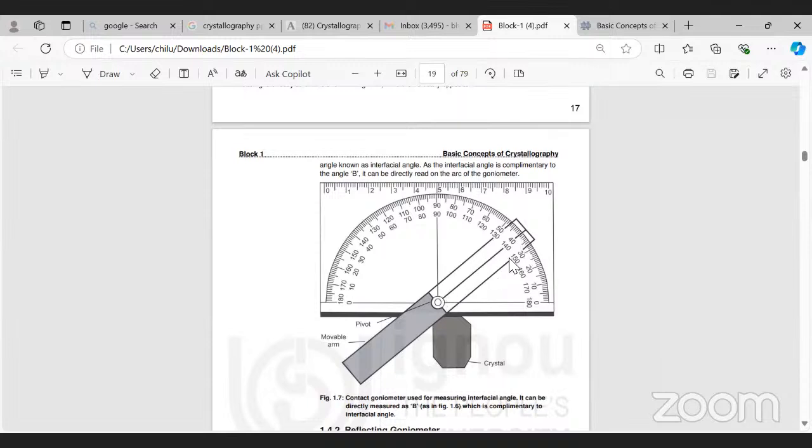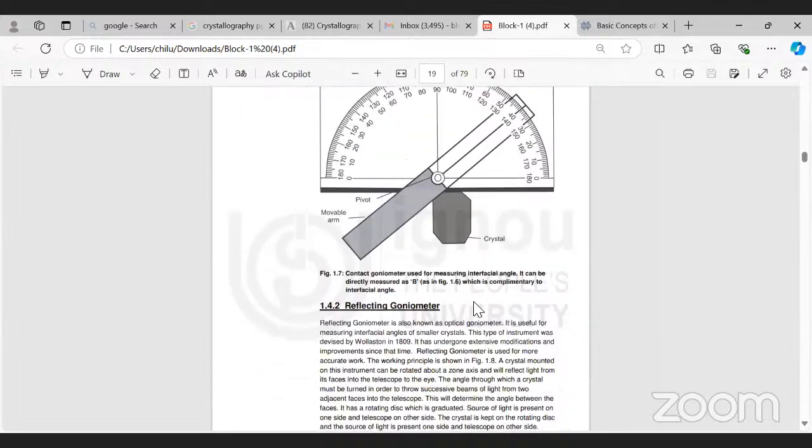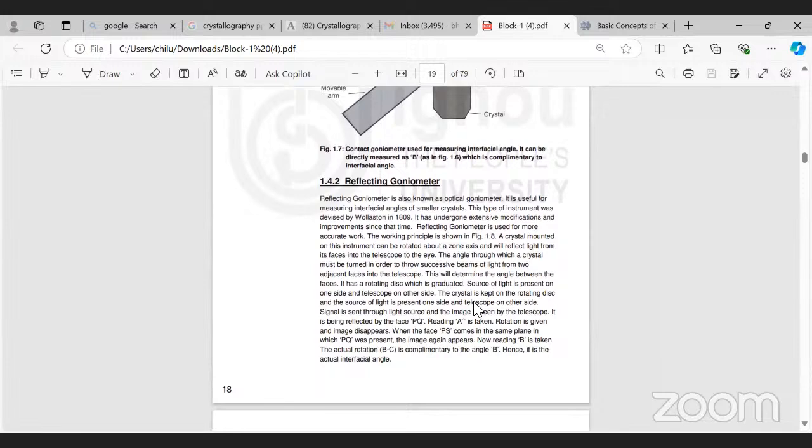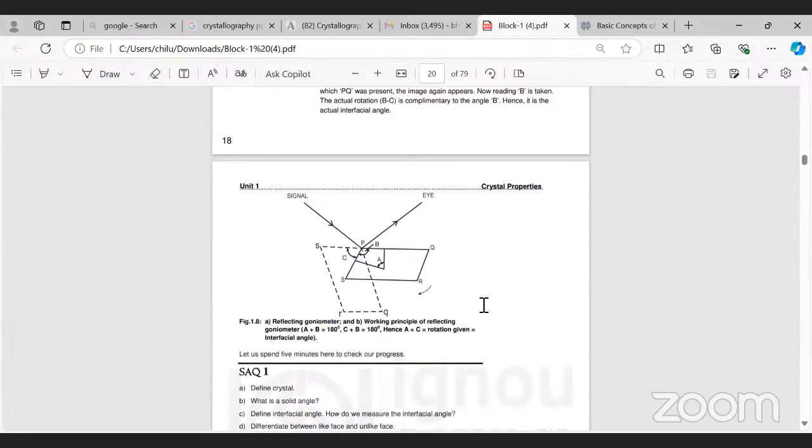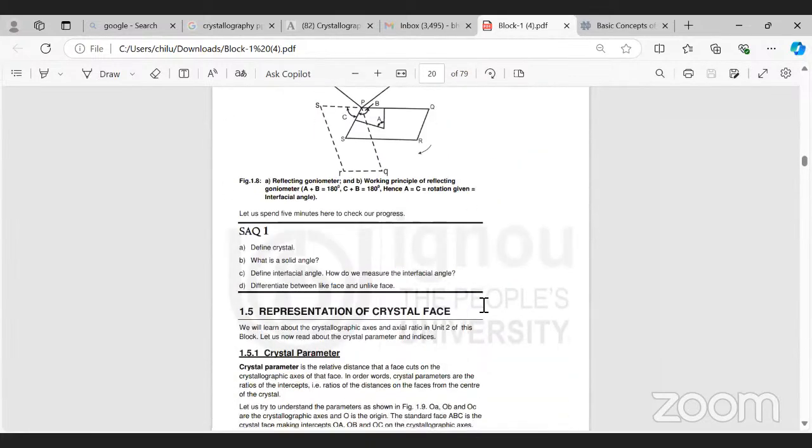Here we can say it has an angle of 40 degrees. Using this side of the face, we can measure the angle of the face. So for this purpose, the goniometer is useful to us. There is no need for a detailed study of the reflecting goniometer.